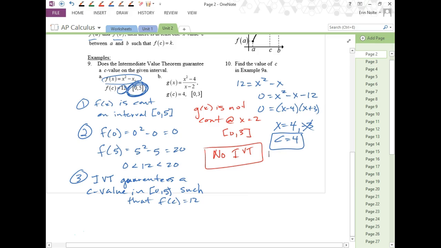Good? You guys look ready to roll. Wait, why? Because it's not in the interval between 0 and 5.